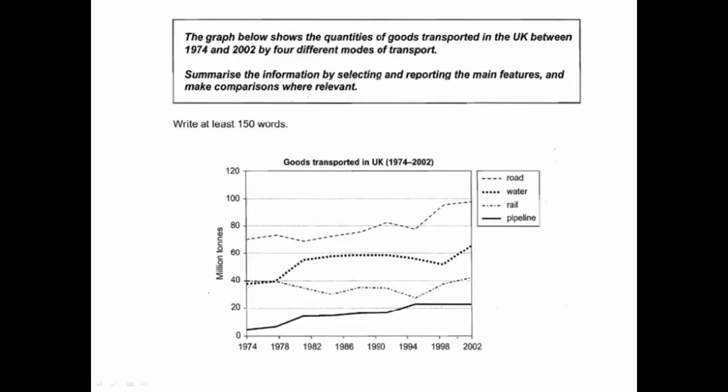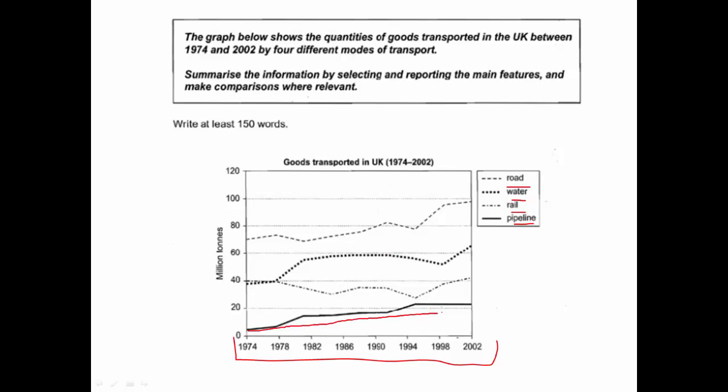So let's look at this one. We need to identify between 2 and 4 key features and then report them generally in an overview. So the first thing we notice about this is it's over time. So we're thinking about general trends, and there are only 4 things: road, water, rail, and pipeline, how goods are transported. So we need to look at the general trend.